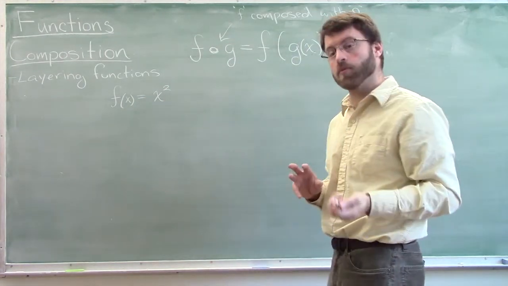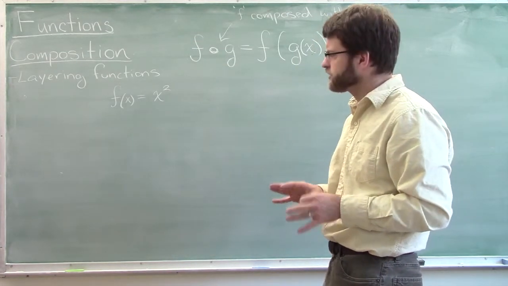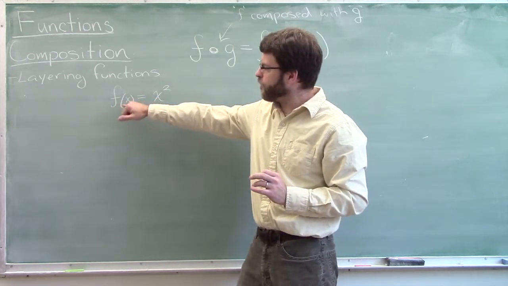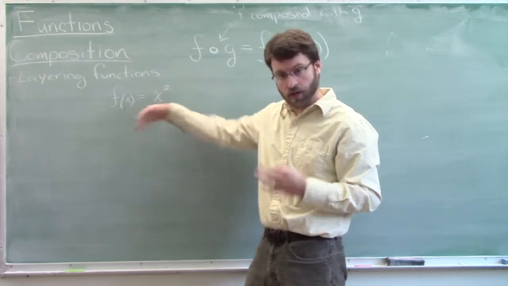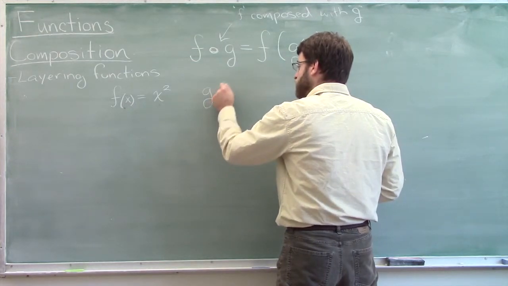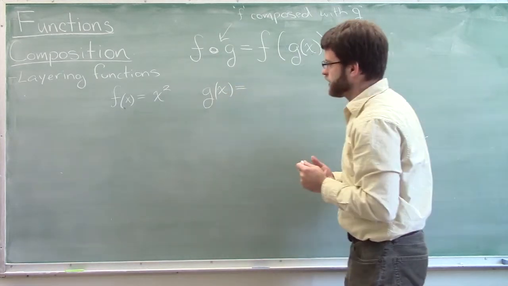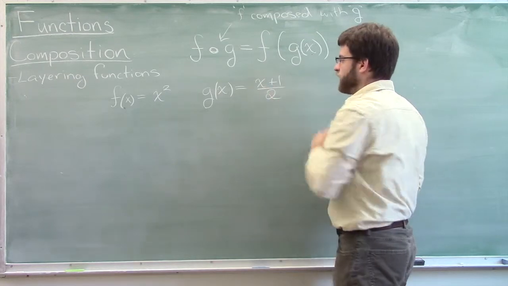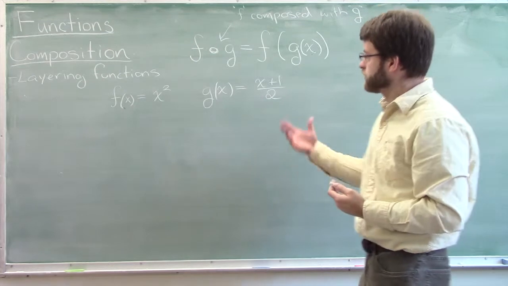I'm going to overload my notation here. I'm going to reuse x, and it's going to mean different things in different contexts. Here, I'm giving you a definition for the output values of f. I'm giving you this formula, x squared, which tells us what f is doing. f is a squaring function. And I'm going to use g of x, which I'll define as x plus 1 divided by 2, just to make it relatively simple. So there's the function for g of x.